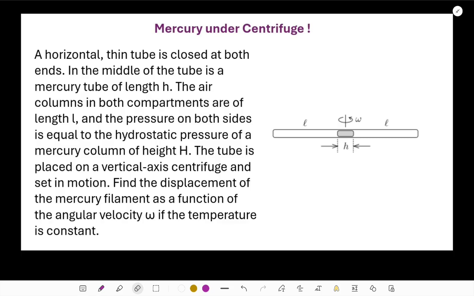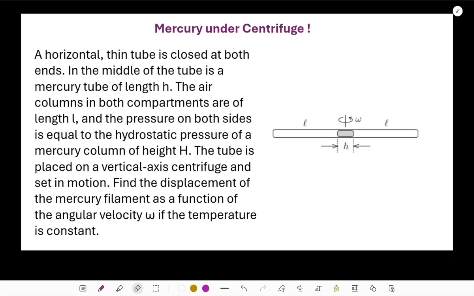A horizontal thin tube is closed at both ends. That means something. In the middle of the tube is a mercury tube of length h. You can see the air columns in both compartments are of length L, and the pressure on both sides is equal to the hydrostatic pressure of a mercury column of height h. Yeah, that's right.